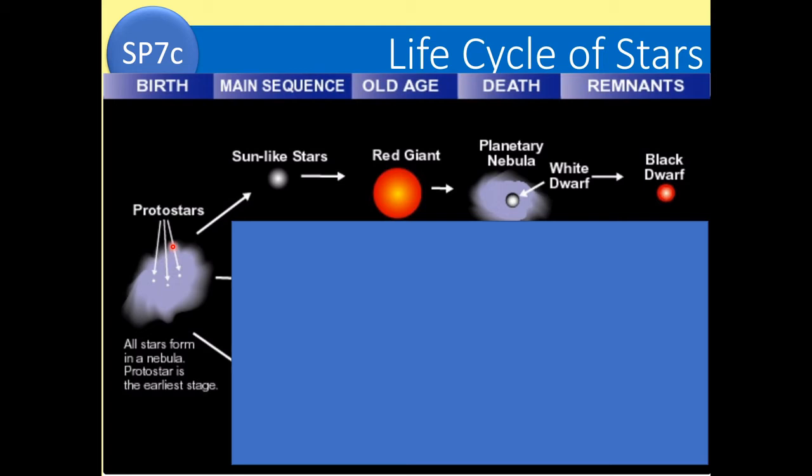So here you have the full sequence for stars like our own. You have the protostars forming within nebulas, into the main sequence stars, which is where our Sun currently is, then to a red giant, then to a white dwarf with another nebula forming around the outside. This is where planets can be formed, remnants of the outside of the star, and then you end up with a black dwarf at the end.